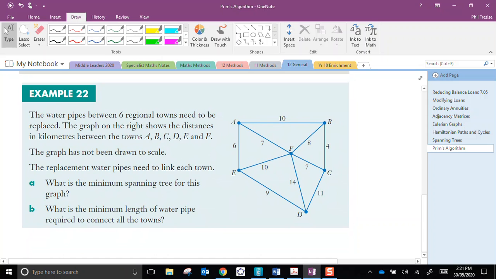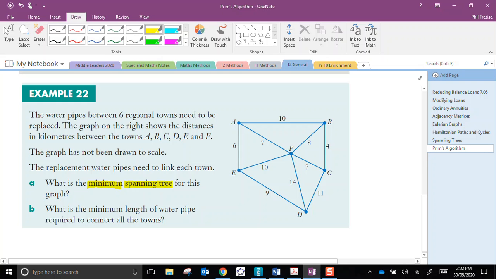Here's an example. The water pipes between 6 regional towns need to be replaced. The graph on the right shows the distances between the towns. Now this is not where the pipes are, this is just the distances. We need to link each town. So we need a spanning tree to link every vertex, and we want a minimum spanning tree for this graph. So we'll apply Prim's algorithm.